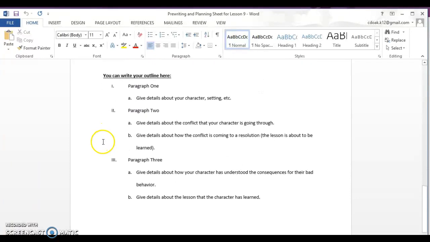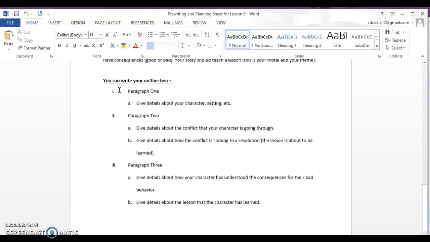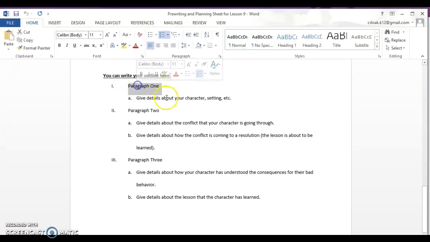All right, so this is my outline that I said you can use. You can totally type your outline right here. Just erase what I put and type a couple of details. An outline does not have to be full paragraphs, okay? You're just writing details. So I put paragraph 1 here. You can change that and put a main idea for your paragraph.